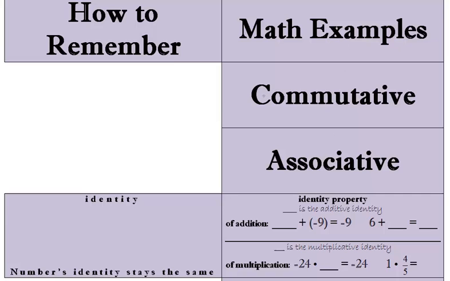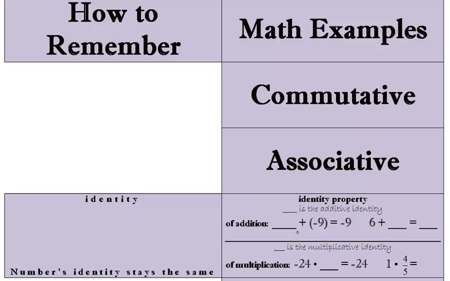So notice the commutative tab and the associative tab are both closed, but I've opened the identity tab. That's where we're going to start today with the identity property. So let's look over here at the examples. Okay, so the identity property of addition says that you take a number and you add something to it so the number's identity stays the same.